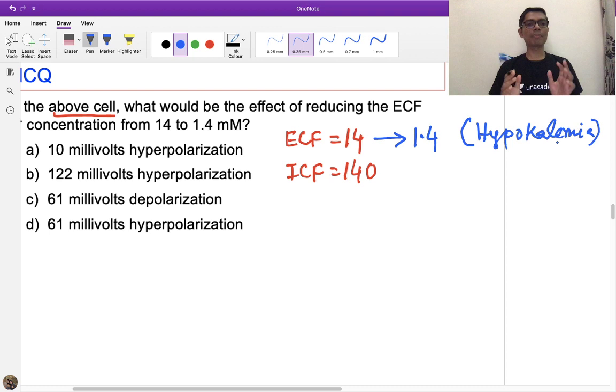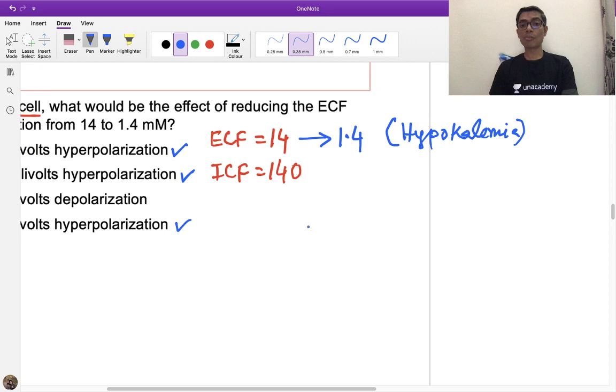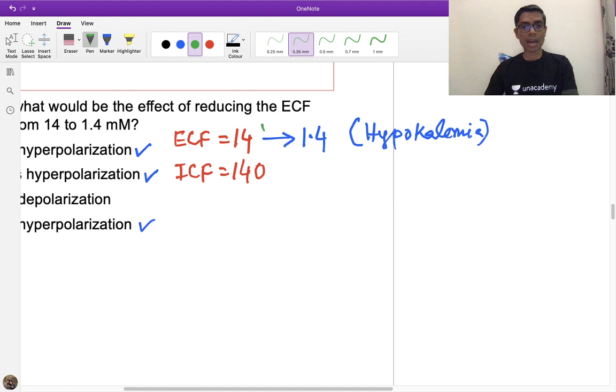But here look at the options. They have given how many millivolts of hyperpolarization will occur. So the cell will be hyperpolarized, and my answer can be this or this or this, but they're asking how much. Originally we had calculated the RMP of this scenario. What was the RMP? We have calculated already, that is minus 61 millivolt. We calculated this with the help of the Nernst equation above.